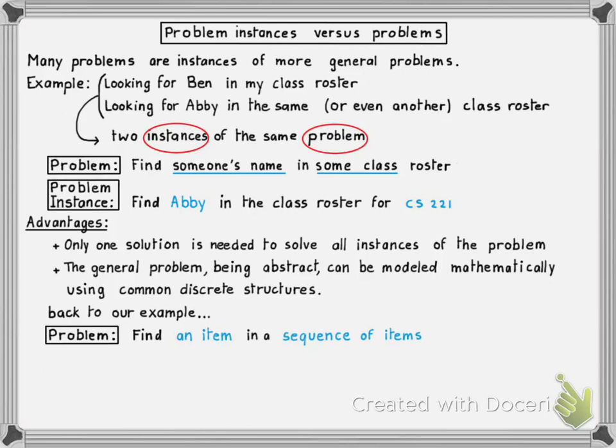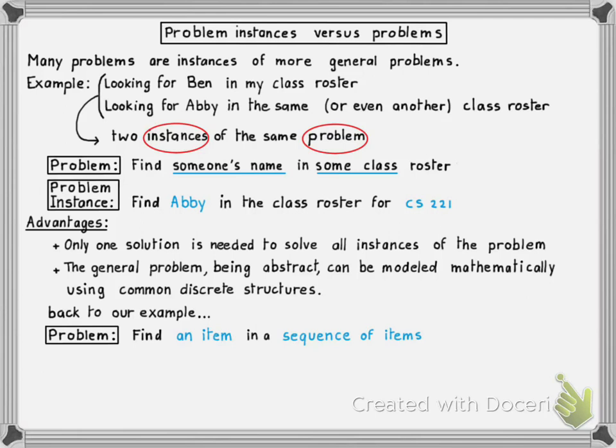First of all, an item is more general than someone's name. It doesn't have to be a name. It could be almost anything. And a sequence of items is a generalization of a roster. And remember that by sequence, in mathematics, we mean an ordered sequence. So it's not a set. It's one of those special kind of functions where the domain is the set of integers.